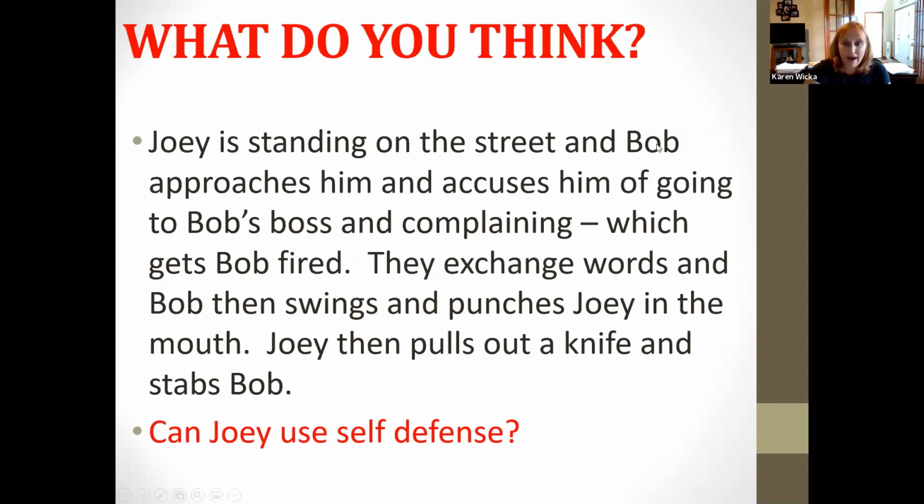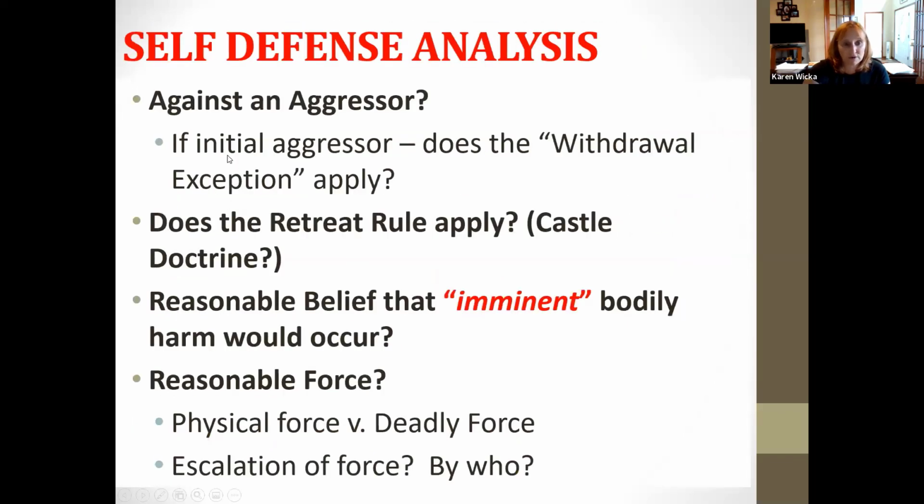Hopefully you say Bob. Bob starts it, okay? So who is claiming self-defense? Joey. Joey wants to use self-defense. So since Bob is the initial aggressor, can Joey use self-defense? So far, so good, okay? He wasn't the initial aggressor, so we don't have to apply the withdrawal exception.